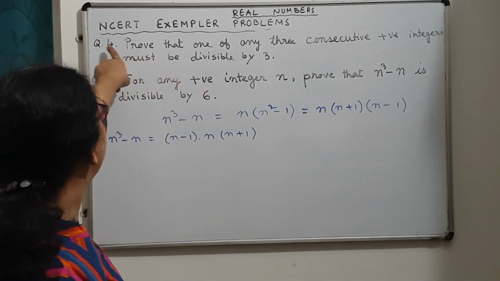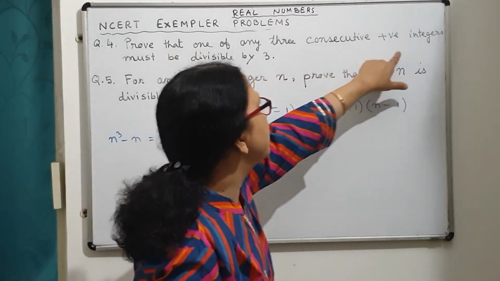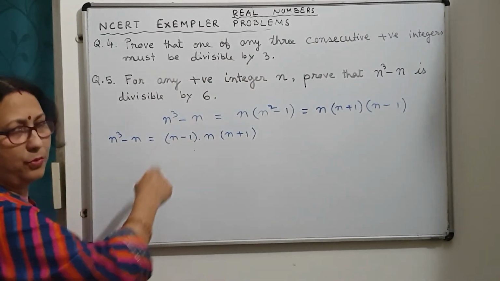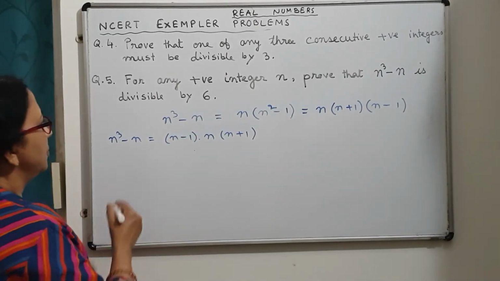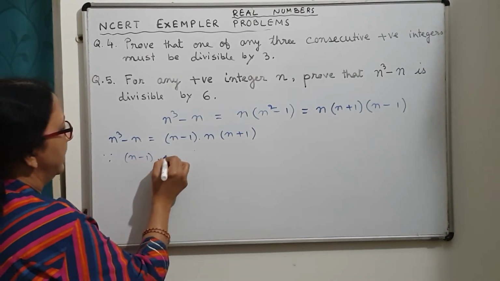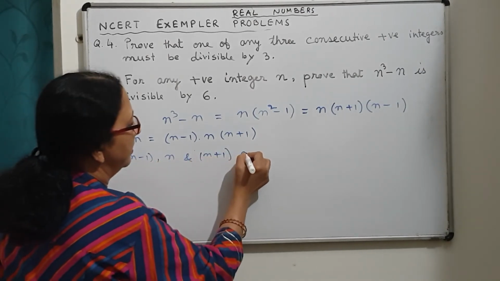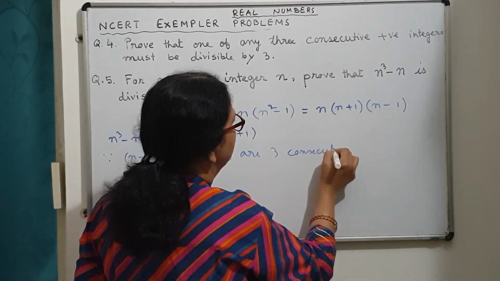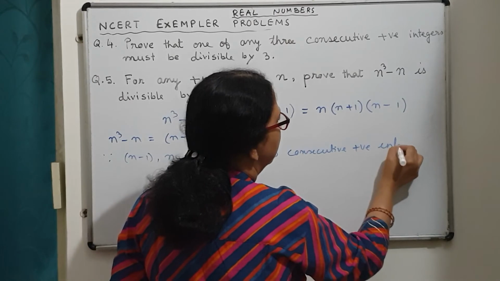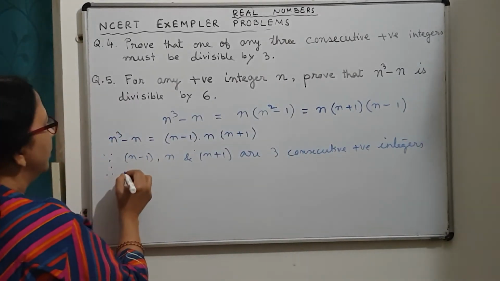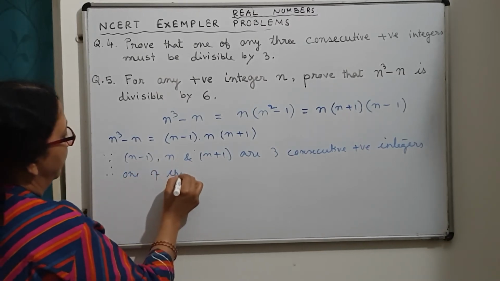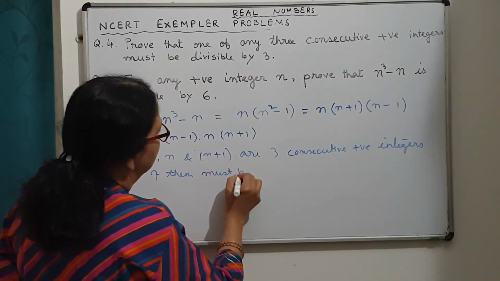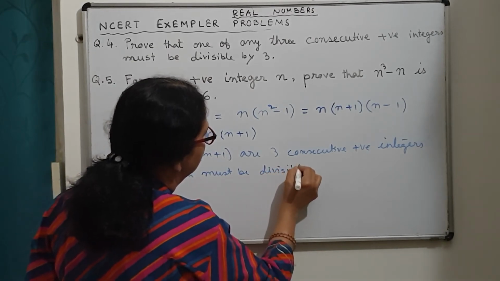So by the result of question number 4, that is, one of any 3 consecutive positive integers must be divisible by 3, we can write: since n minus 1, n and n plus 1 are 3 consecutive positive integers, therefore one of them must be divisible by 3.